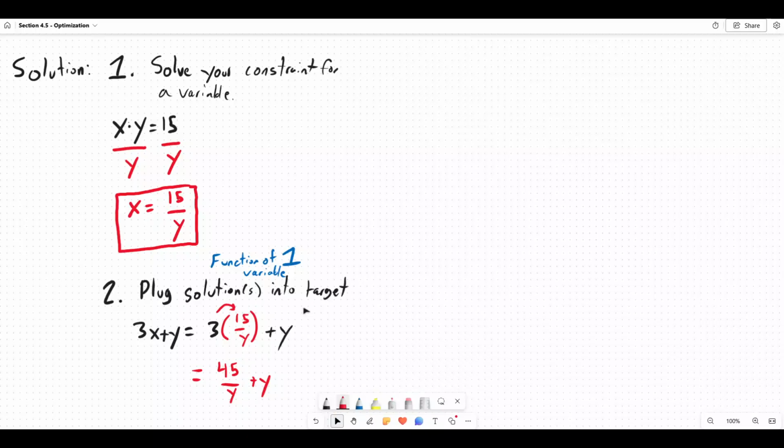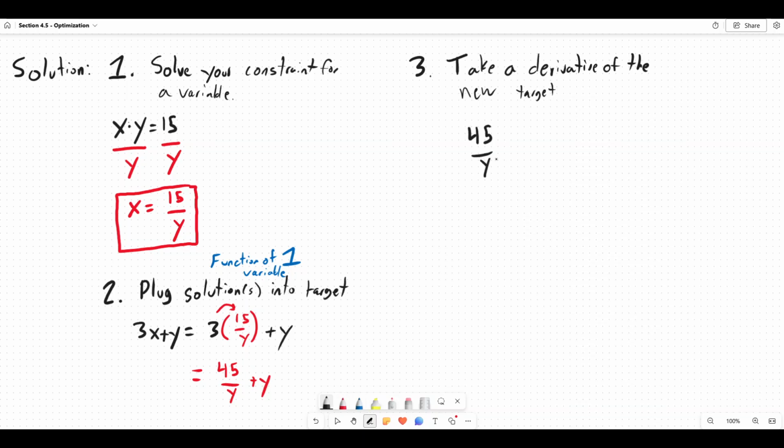So we found our solution from the constraint. We plugged it into the target. Now we're on to step 3. We're going to take a derivative, okay, of the target. So I'm just going to say take a derivative of the new target. So this is 45 over y plus y. And we're going to take a derivative with respect to y.